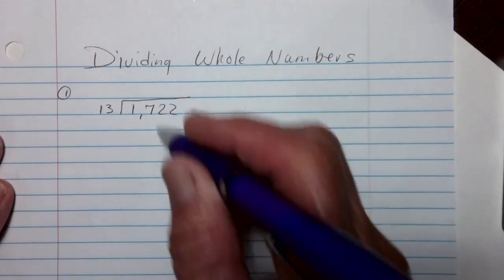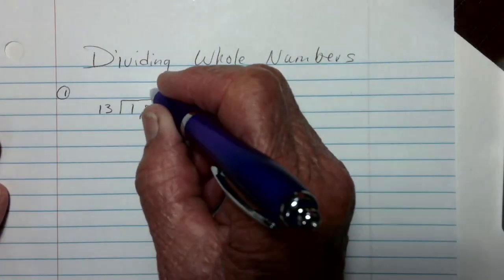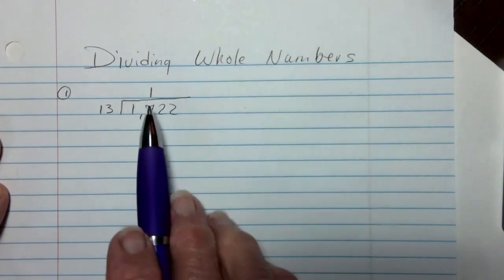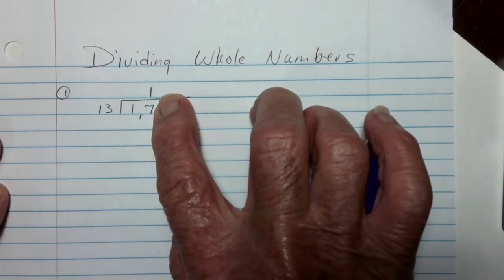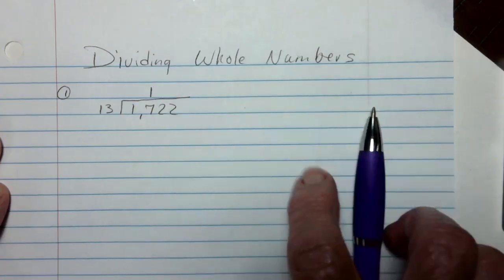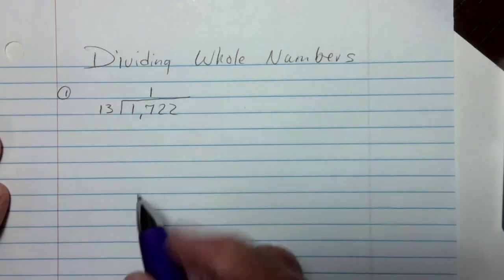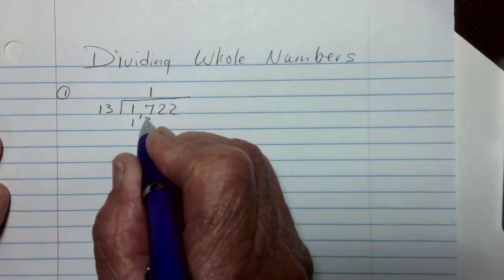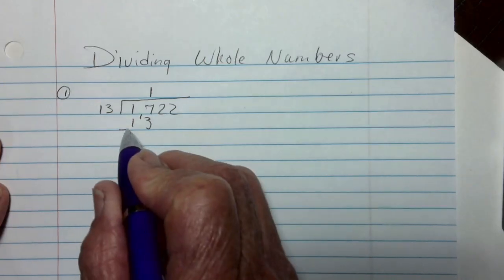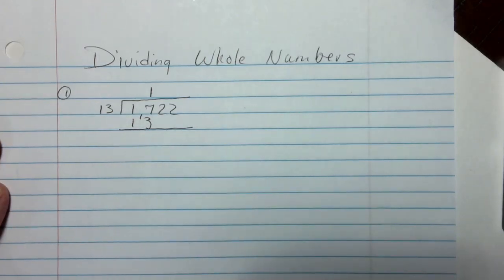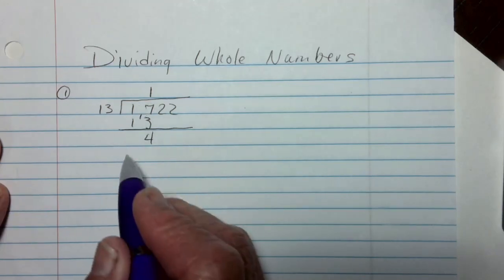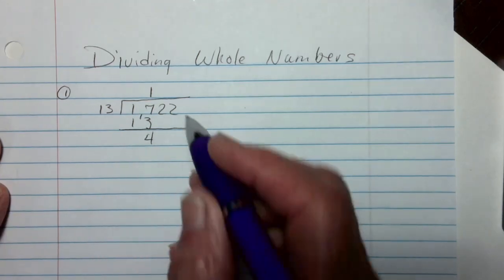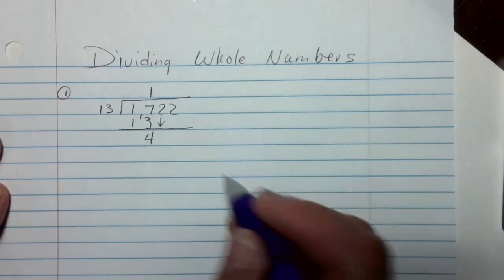How many times would it go? Well, it will only go one time. And I'm going to put that 1 directly over the last digit of what I was talking about, the 17. And then I say 1 times 13 is 13, and I write it underneath the 17, and I draw a line and I subtract. 3 from 7 is 4. 1 from 1 is nothing. I don't write anything down, but I bring down the next digit, which is a 2.